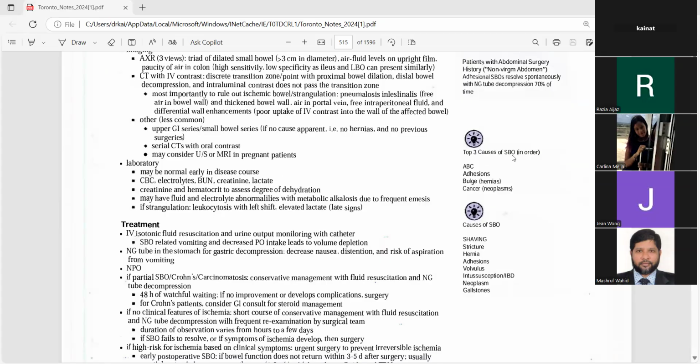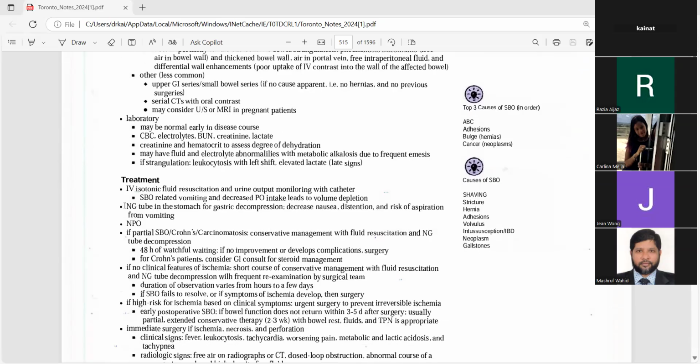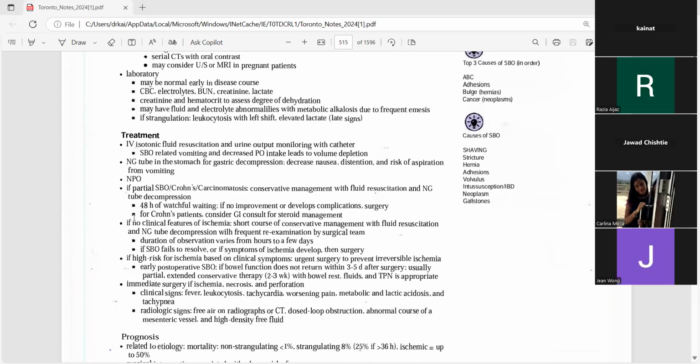The top three causes of SBO in order: adhesions, hernia, and cancer. Then causes, these are the causes. Starting with IV fluid, NG, Foley's, okay, as we already do in the emergency, okay. Then NG is basically to help with gastric decompression, especially to decrease the nausea, distension, and risk from vomiting. Then NPO, so that's what you have to do.